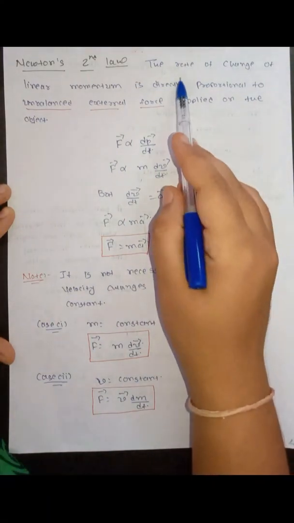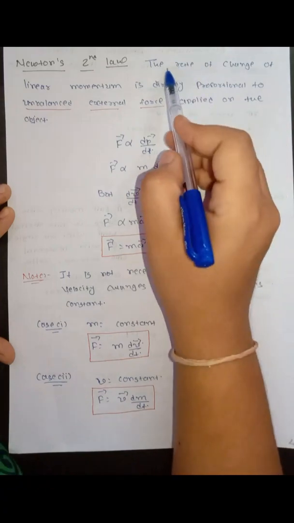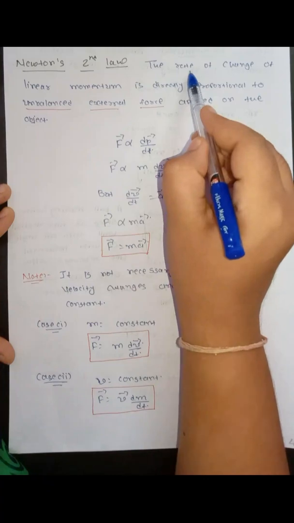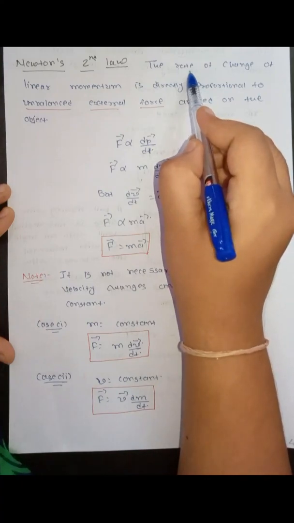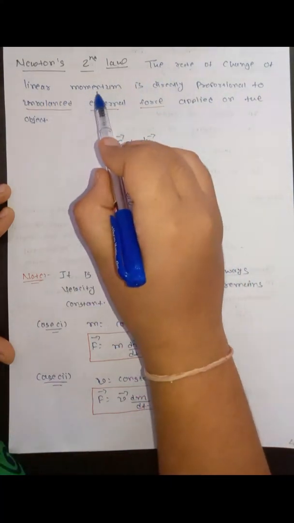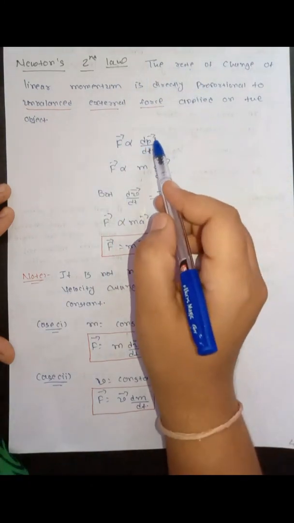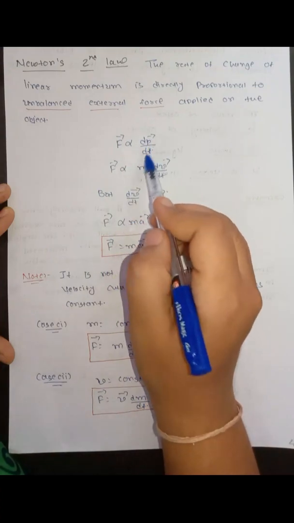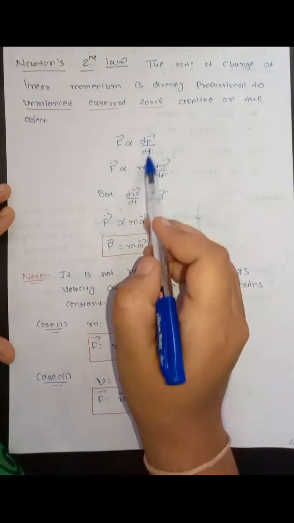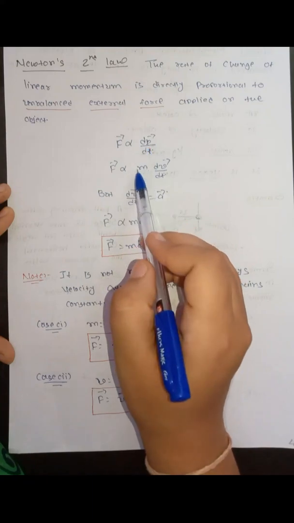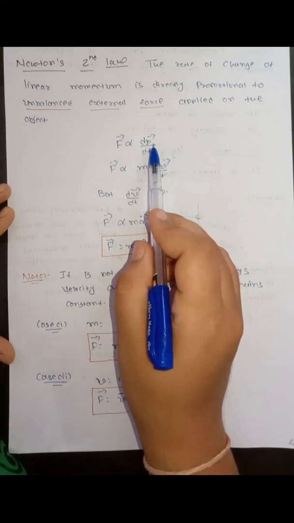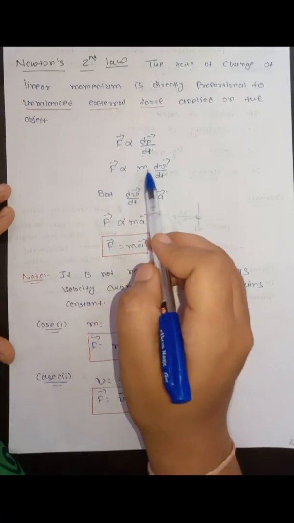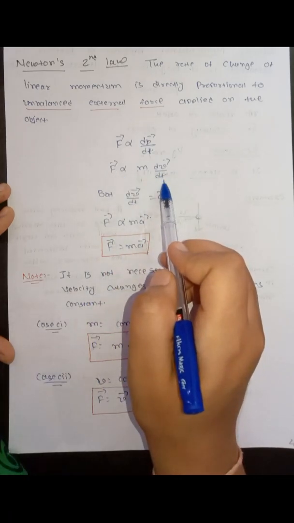If we write the statement mathematically, it is given that the rate of change of momentum. Whenever a rate is given, we divide the quantity by time. So we divide the change in momentum by time, but we are talking about small changes. So F is directly proportional to dP by dt. But dP can be written as m dv because mass can remain constant. So F is directly proportional to m dv by dt.